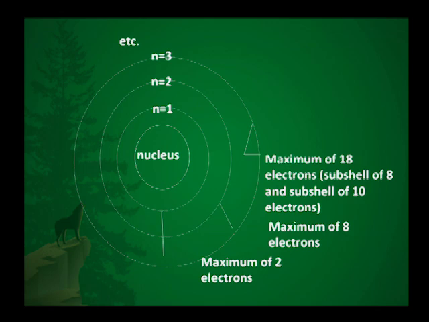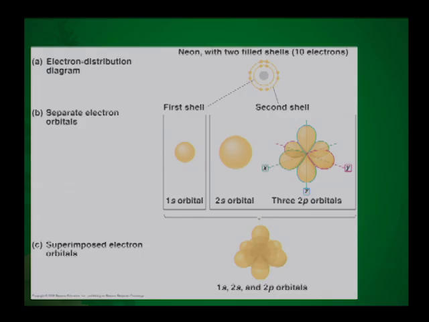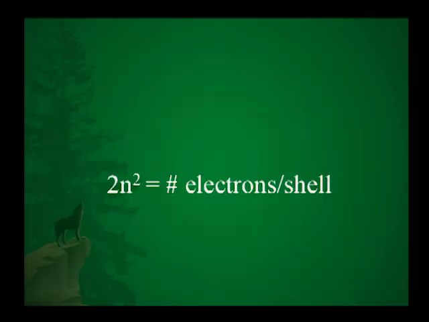Another characteristic of these shells is that each shell will only hold so many electrons. You can see in this chart that shell number 1 will hold a maximum of 2 electrons. Shell number 2 will hold a maximum of 8 electrons. Shell number 3 holds a maximum of 18, and so on. The shells actually have complex 3-dimensional shapes, but that's beyond my ability to represent, and we don't really need that kind of knowledge for this class. So we're going to keep this representation fairly simplistic.